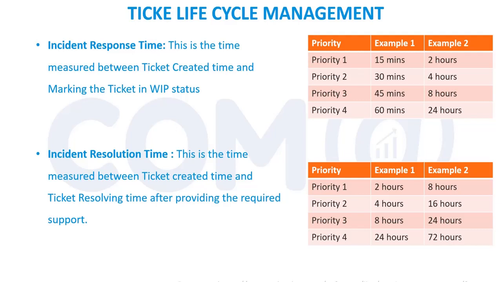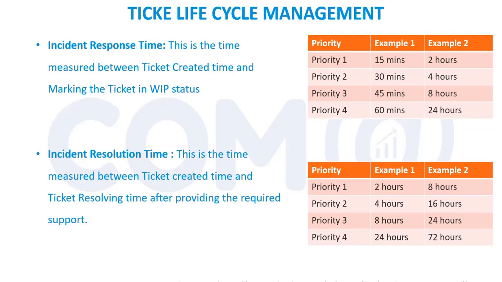The companies may have different levels for different priorities. Again, this is only sample data. Priority 1, 15 minutes, priority 2, 30 minutes, priority 3, 45 minutes, and priority 4, 60 minutes. This is the normal data. Some companies may also have priority 1, 2 hours, priority 2, 4 hours, 8 hours, and 24 hours for priority 4. Anything is possible with priority time, but we have to know what priority this organization or customer is maintaining, so that before it gets breached, you take action on the particular ticket.